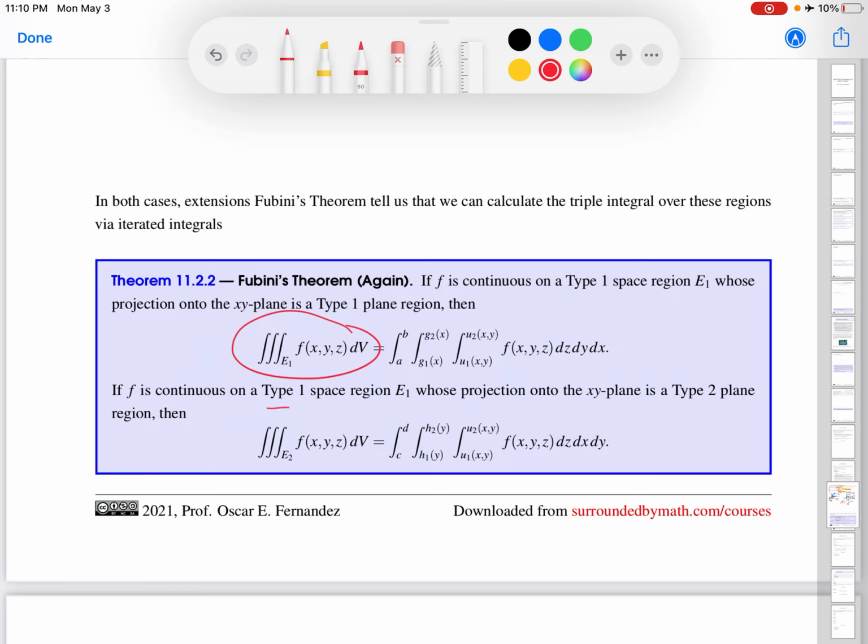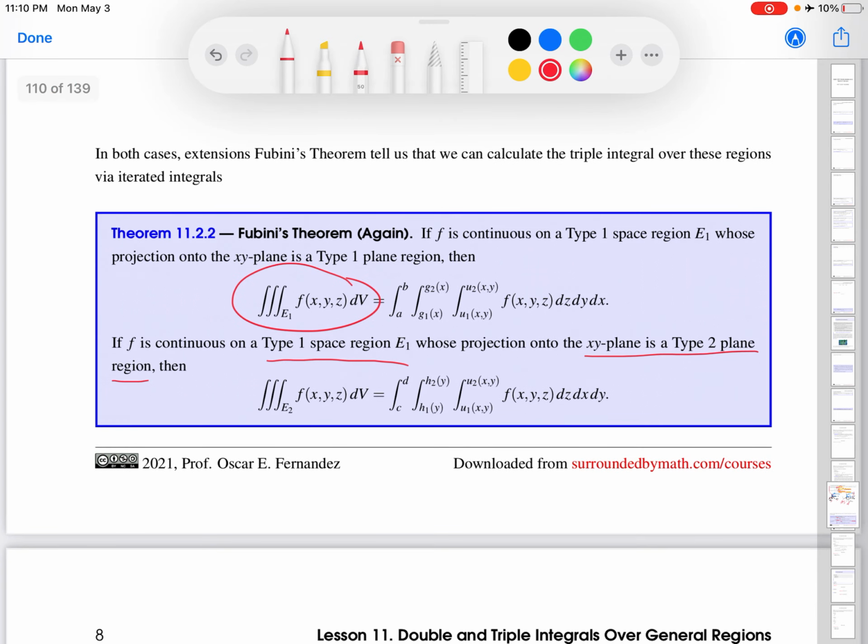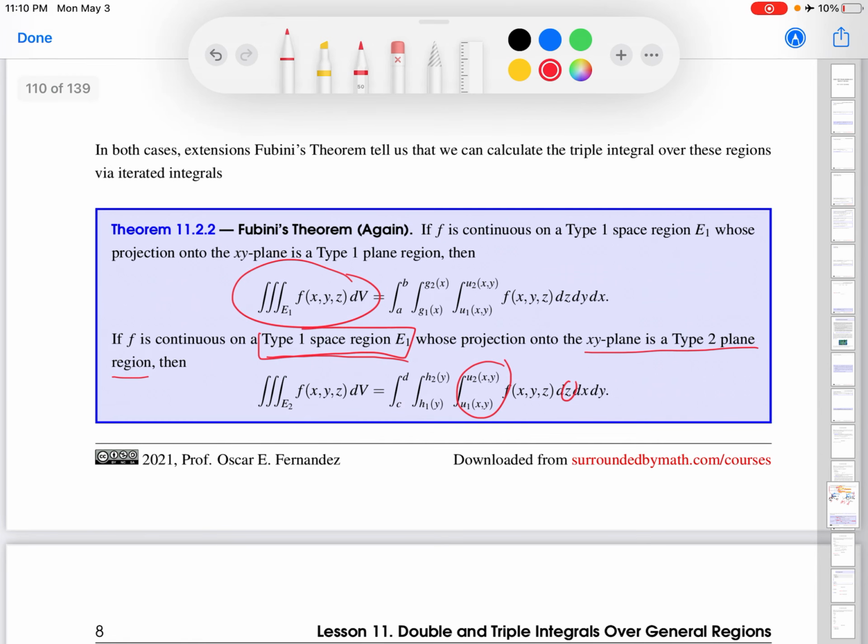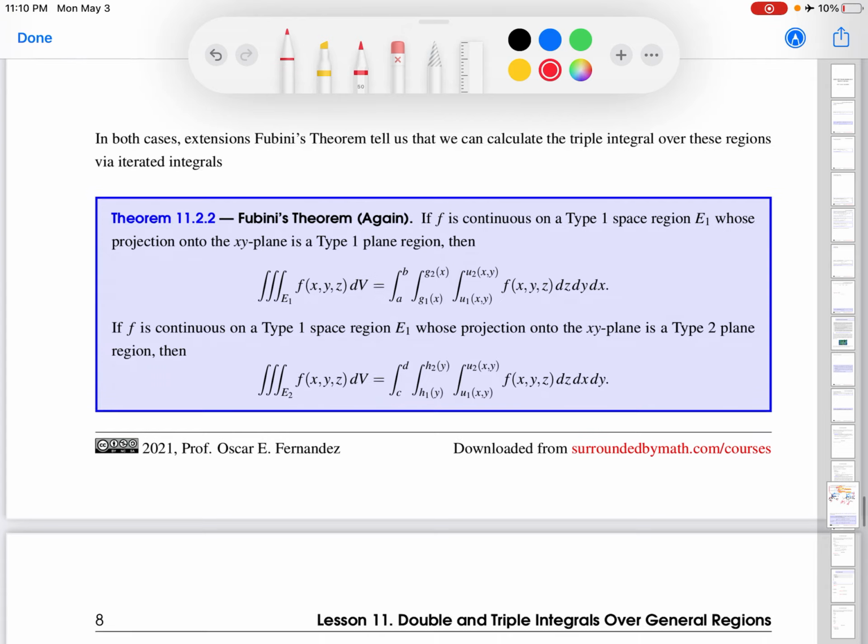If, however, you're still dealing with a type 1 space region, but the xy plane projection of that space region is a type 2 plane region, then what would you expect? The z bounds don't change because that's what makes it a type 1 space region. However, the x and y bounds do. Now y goes from c to d, and x goes from h1 to h2 of y. Great. So with that out of the way, let's look at an example.